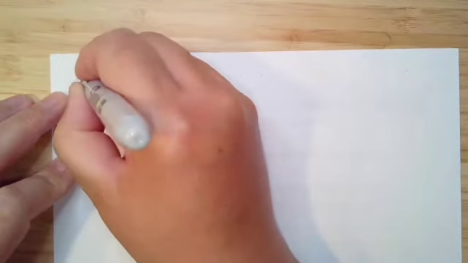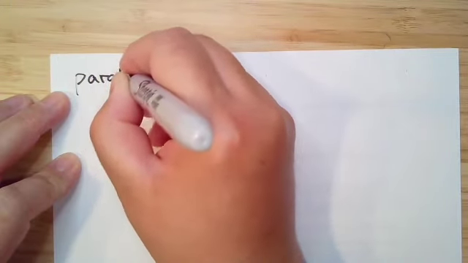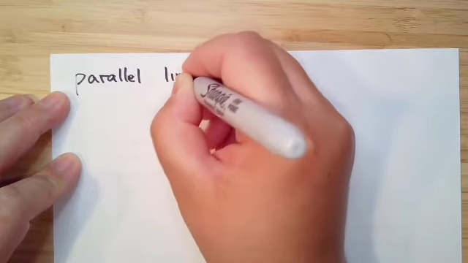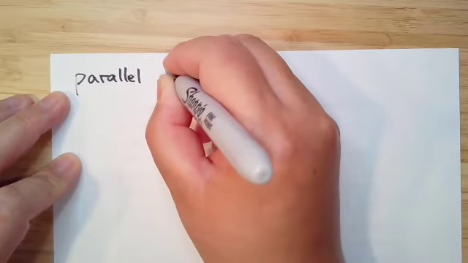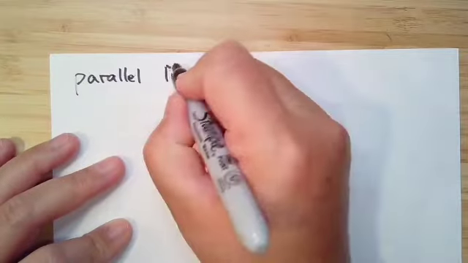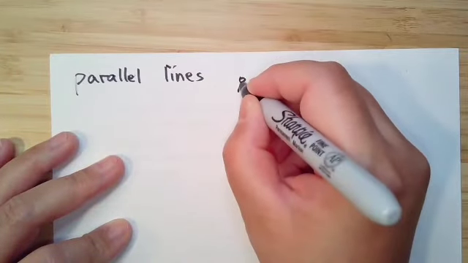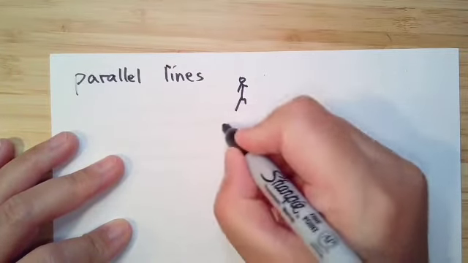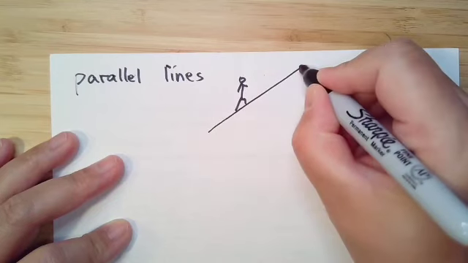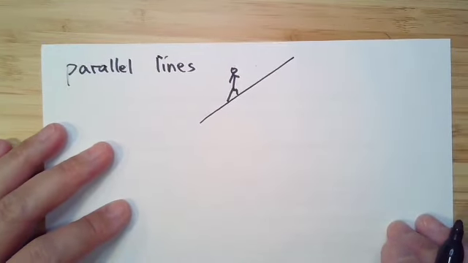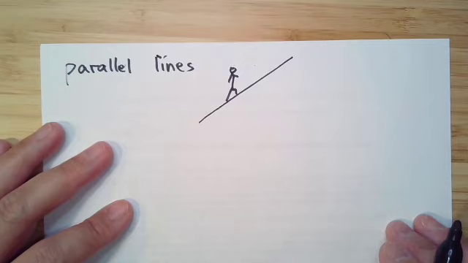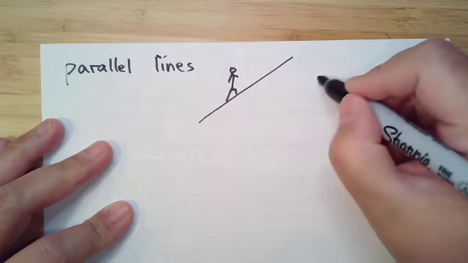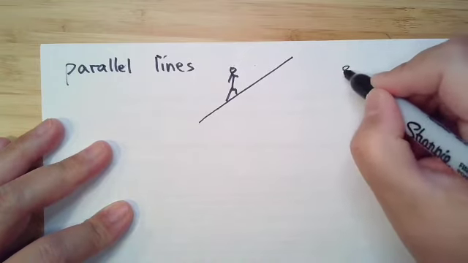And the next concept is parallel lines. Now, you think about going up the hill, and then you go another hill, another person or another day you go by.